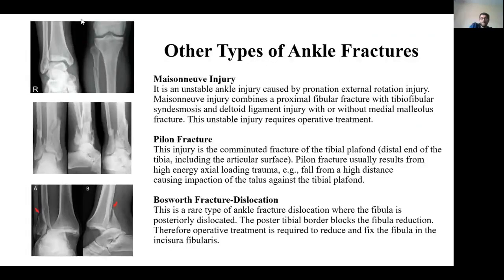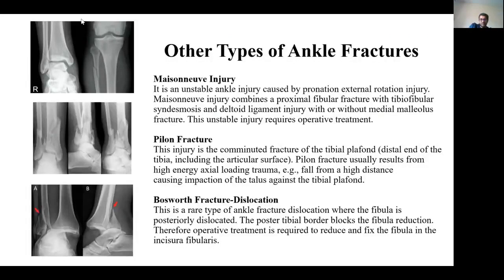Pilon fracture. Pilon fracture is a comminuted fracture of the tibial plafond, which is the distal end of the tibia, including the articular surface. Pilon fracture usually results from high energy axial loading trauma, like a fall from a high distance, causing impaction of the talus against the tibial plafond.